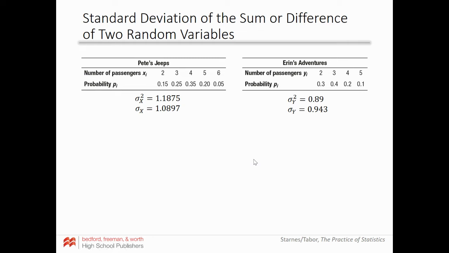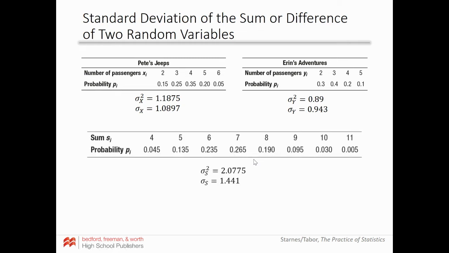So we have Pete's distribution and Erin's distribution. You add them together. In order to get 4, it would only be 2 and 2, so 0.15 times 0.3 got me here. 5 could either be 2 and 3 or 3 and 2. 6 could be 2 and 4 or 4 and 2, or 3 and 3 also works. So that's how they got 6 and so forth along the way. They've now done the probability. They found all the probabilities, and then therefore they have taken the standard deviation as well.